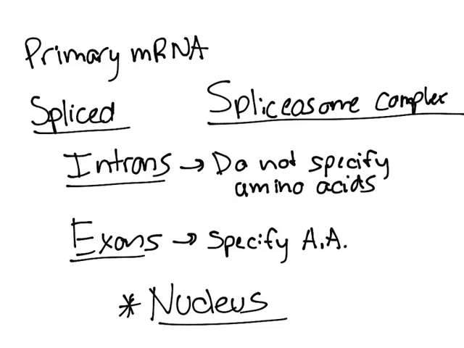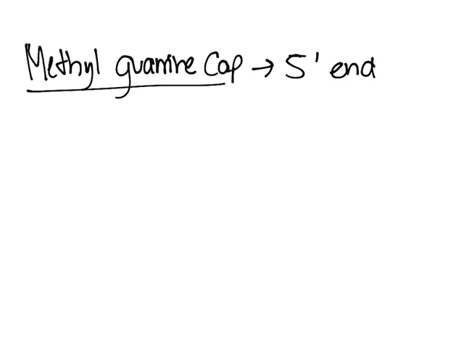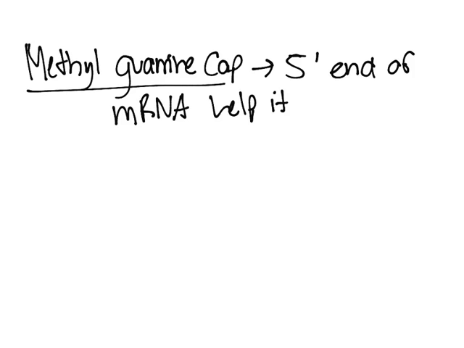Some other modifications have to occur to the final mRNA. There's something called a methyl guanine cap, and this is added to the 5' end of the finished mRNA with only exons, to help it bind to ribosomes.